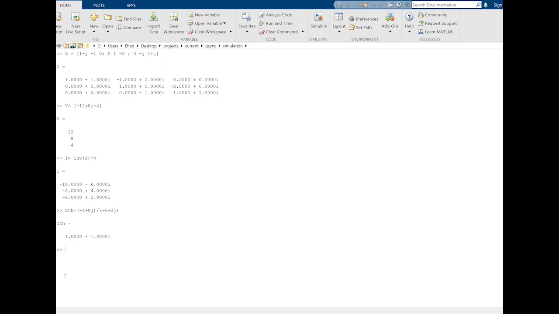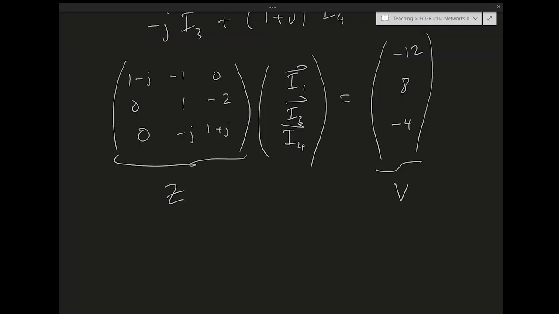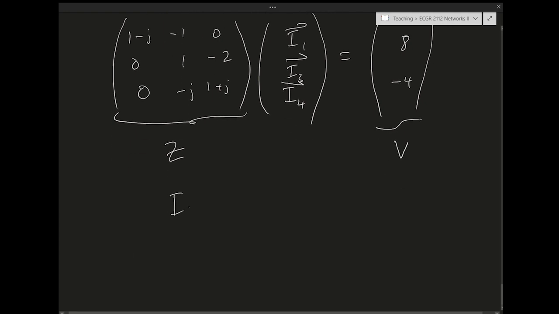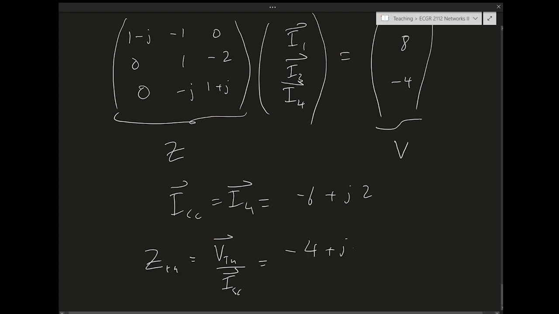Okay, so let me go back to my board. What we calculated was that I short, which is I4, that's all I care about, was minus 6 plus J2. So Z Thevenin is going to be V Thevenin over I short circuit, which is going to be minus 4 plus J8 over minus 6 plus J2. This equals 1 minus J.